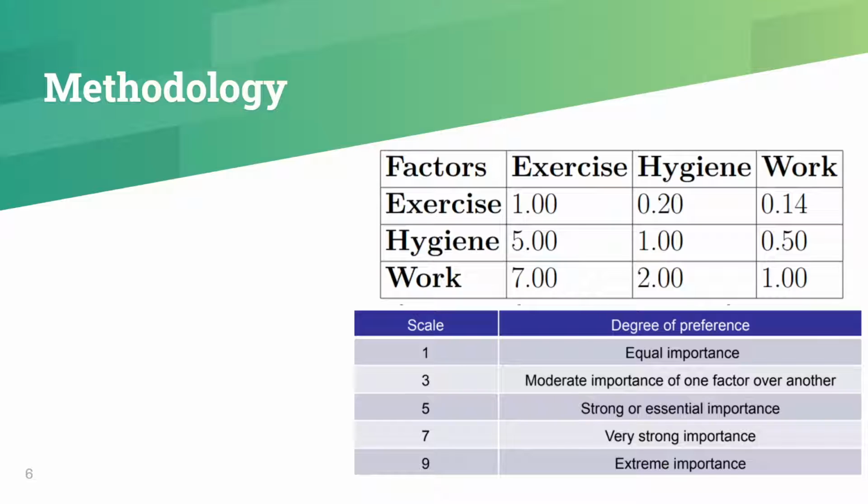The even numbers signify an importance between two odd numbers, so for example, a 4 would signify an importance between moderate, which is a 3, and strong, which is a 5. For the other entries, we take the reciprocal of the entry mirrored across the diagonal. For instance, since we weighed hygiene as a 5 compared to exercise, we weigh exercise as 1/5 compared to hygiene.